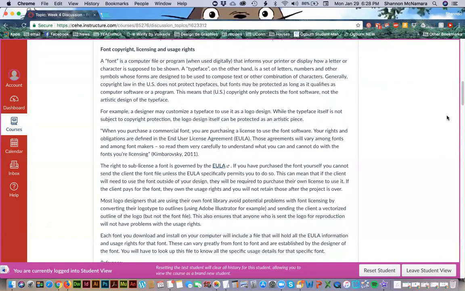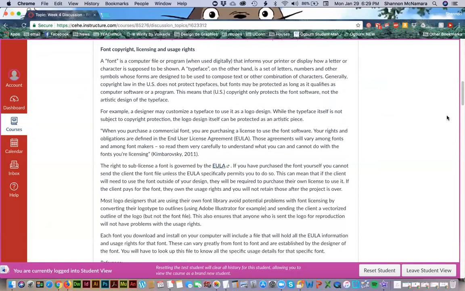Generally, copyright law in the US does not protect typefaces. So those are the letters, numbers, and other symbols. But fonts, that digital program, may be protected as long as it qualifies as computer software or a program. So that means that in the US you can copyright the ones and zeros of the programming of that font. This means that US copyright only protects the font software, not the artistic design of the typeface. So stop and think about that for a second.